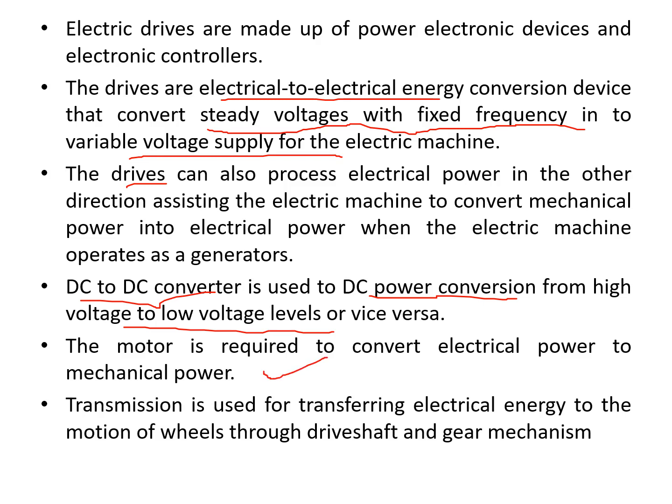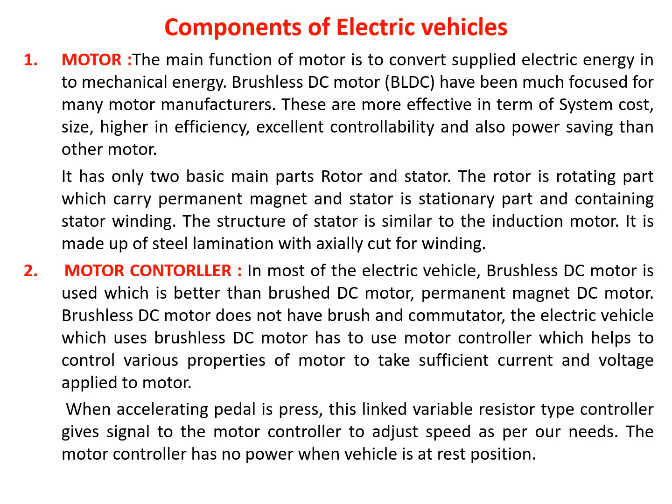So the electric motor is required for conversion of electrical power to mechanical power, and the transmission is used for transferring electrical energy to the motion of wheels through the drive shaft and gear mechanism. We are converting the electrical energy to mechanical energy, it is fine. So how do the wheels actually start rotating? That is through the drive shaft and gear mechanism.